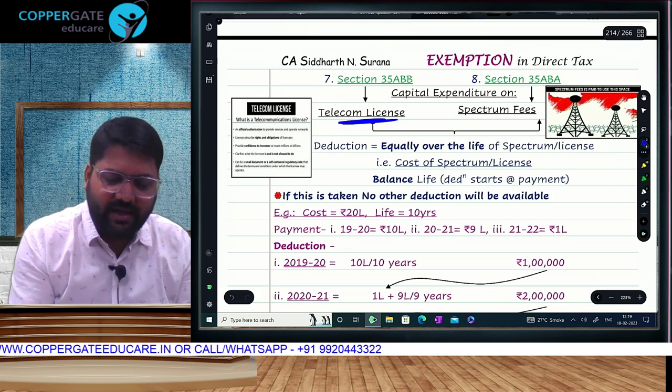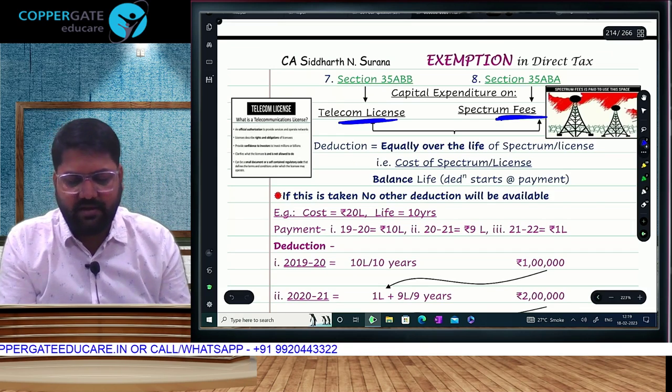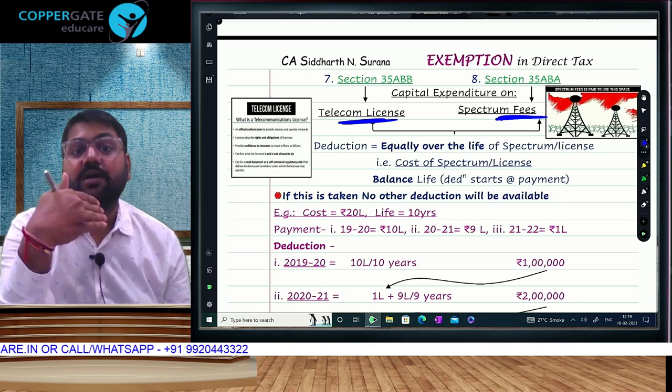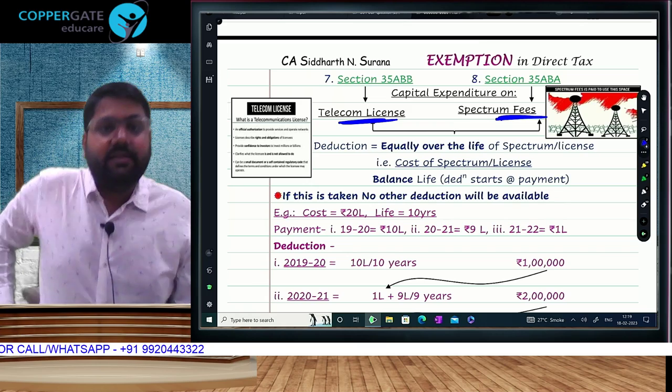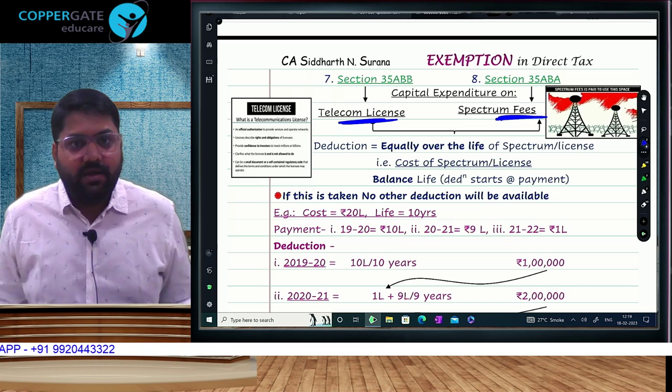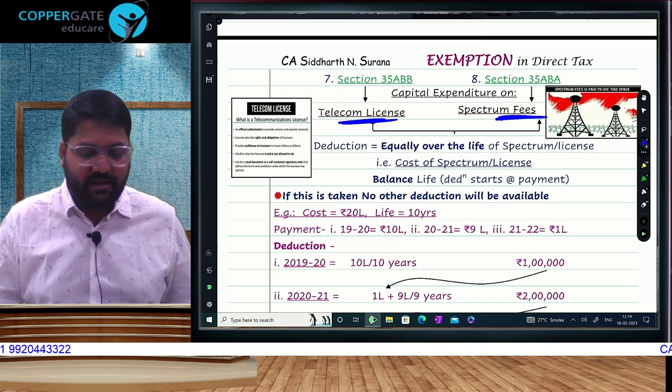Next, 35ABB and 35ABA. ABB is telecom license expense, and spectrum fees is given in ABA. Cost of the spectrum or license divided by balance life. Balance life, because we don't give you deduction directly from the first year of validity. From when you make payment, from that year, on a payment basis, you get deduction because the payee is government.